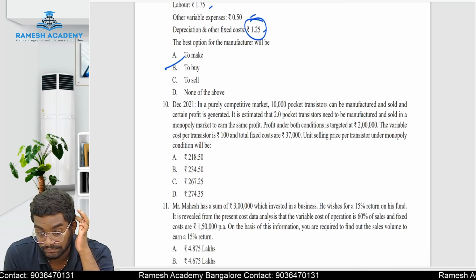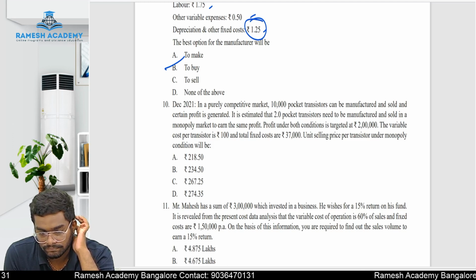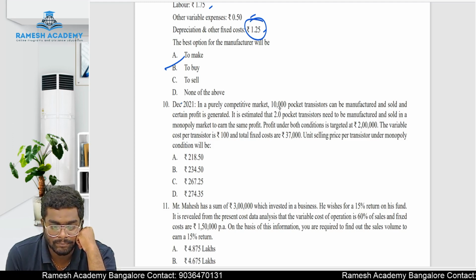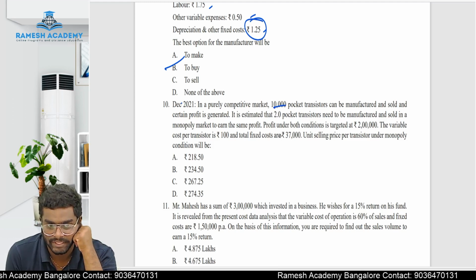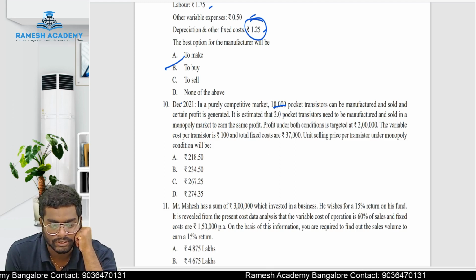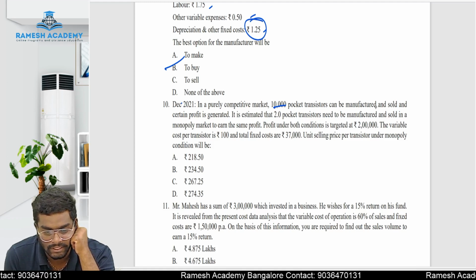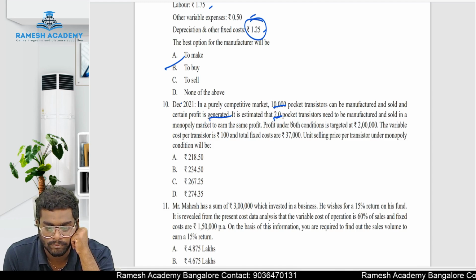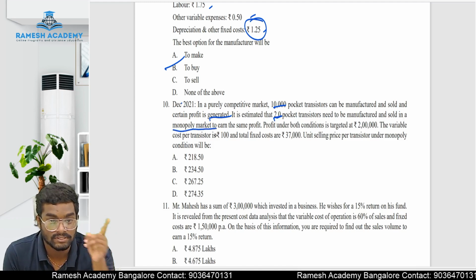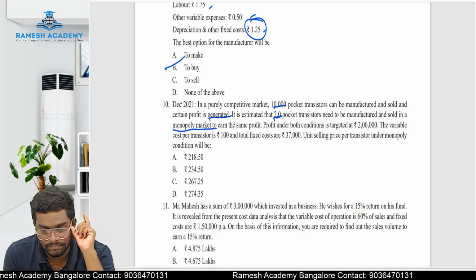Next important question. If you remember, we did this question in December 21, a purely competitive market. We have the same question in marginal costing also. Please make a note. We have done one complete question in this. In a purely competitive market, 10,000 pocket transistors can be manufactured and sold, and a certain amount of profit is generated. It is estimated that 2,000 pocket transistors need to be manufactured and sold in a monopoly market. Monopoly means there is no competitor, for example, Indian Railway.